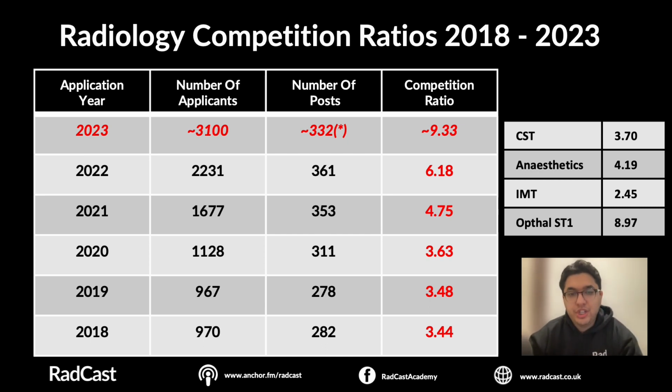So if you look at the competition ratio, and by the way, this is competition ratio pre-MSRA shortlisting. Last year, for the 2022-2023 cycle, they invited to interview 749 candidates. So the competition ratio, yes, does drop in terms of how many of you are competing with one another. But before MSRA, it's approximately 9.33. And you can see on the right side of your screen other specialties. And you may be thinking, well, why is it going up? What was this jump from 2018 where it was 970 and now it's 3,100?